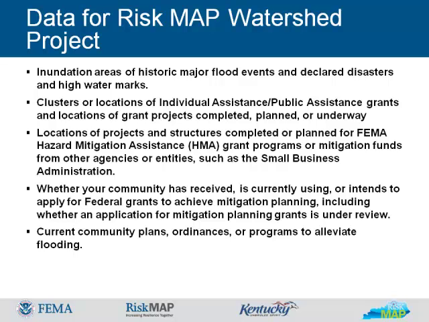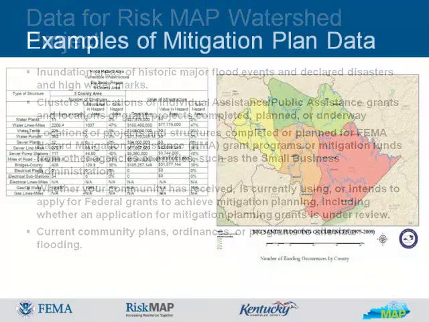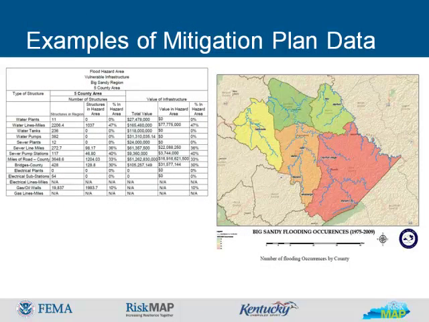Applicable data includes inundation areas, clusters or locations of assistance grants, locations of projects and structures completed or planned, whether the community has received, is currently using, or intends to apply for federal grants to achieve mitigation planning, current community plans, ordinances, or programs to alleviate flooding. This slide contains data collected through the discovery efforts in Kentucky from the Big Sandy Area Development District's Hazard Mitigation Plan. The table illustrates structures and the value of structures in the Big Sandy Area Development District's service area that could be impacted by natural hazards.